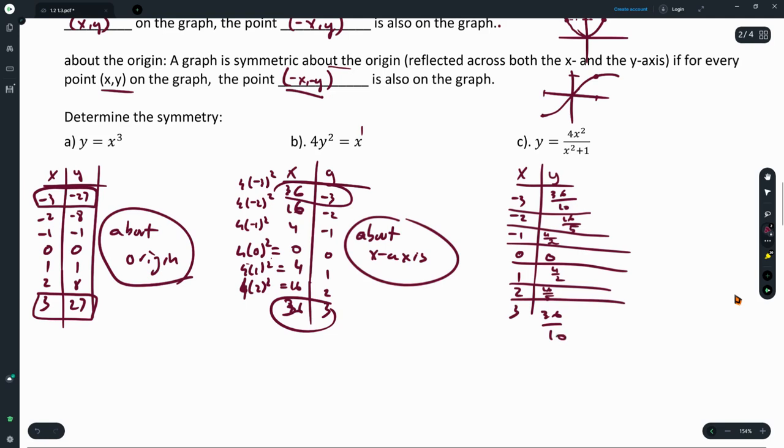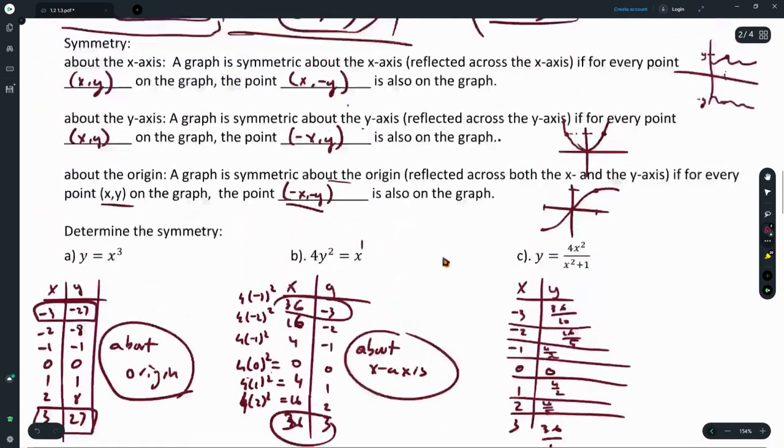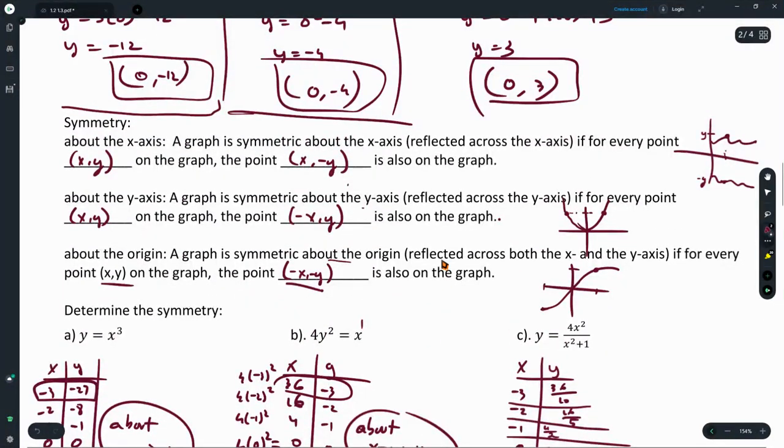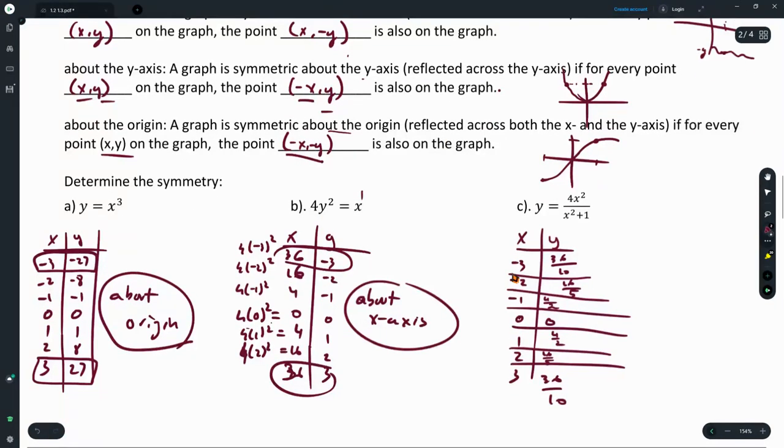All right, so the x changes sign while the y stays the same. X changes sign while y stays the same. So this is symmetric about the y-axis.